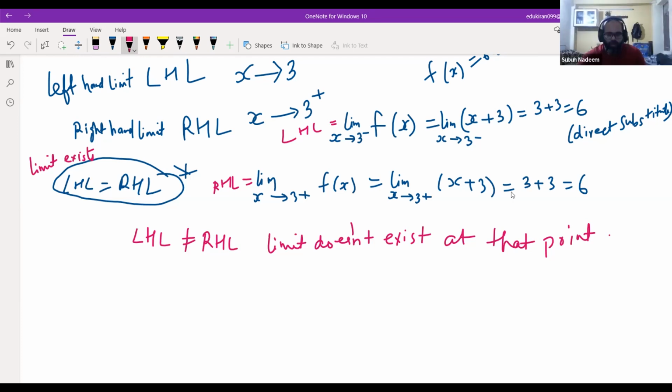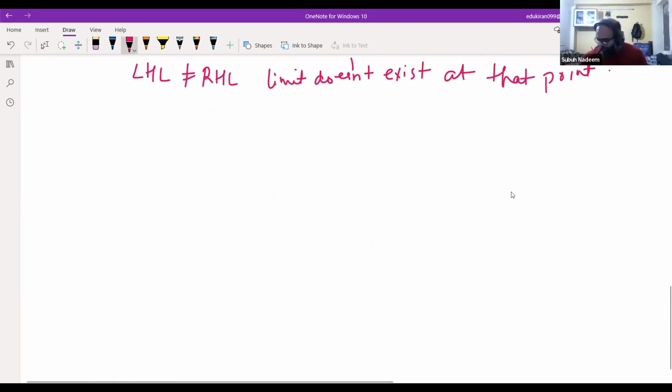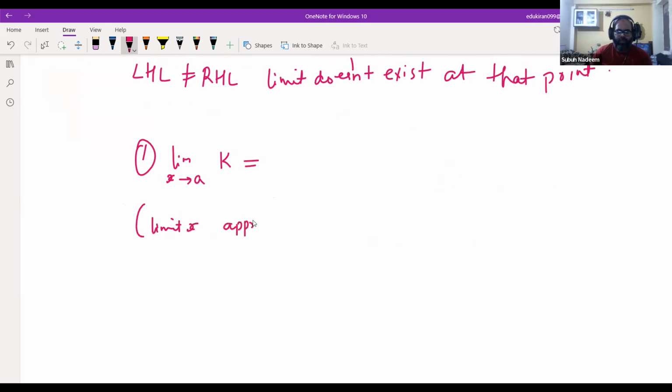Okay. So another thing is properties of limit. The properties of limit are, first of all, that if there is a constant and you want to find the limit x approaching a of k, so k is a constant. It does not have x in it. So it will not affect the value of k. It will remain k.